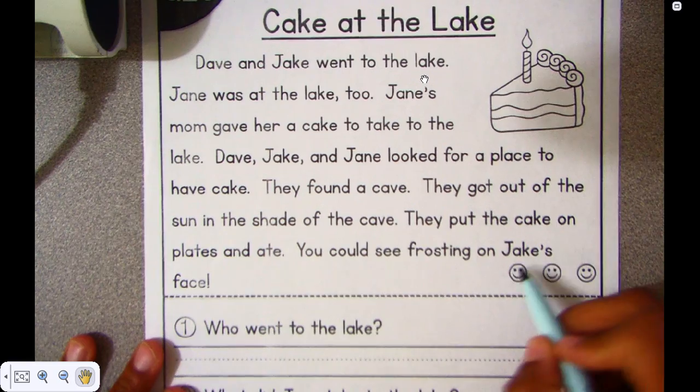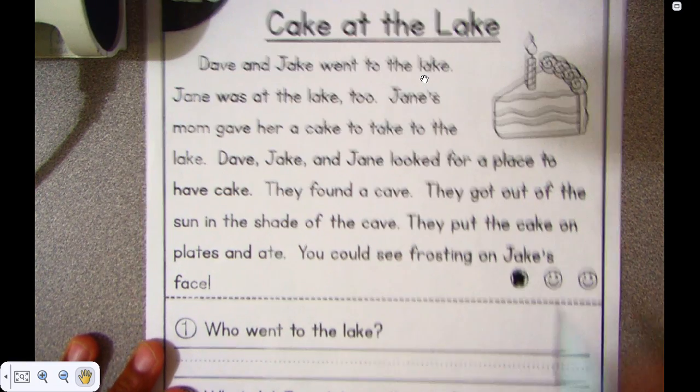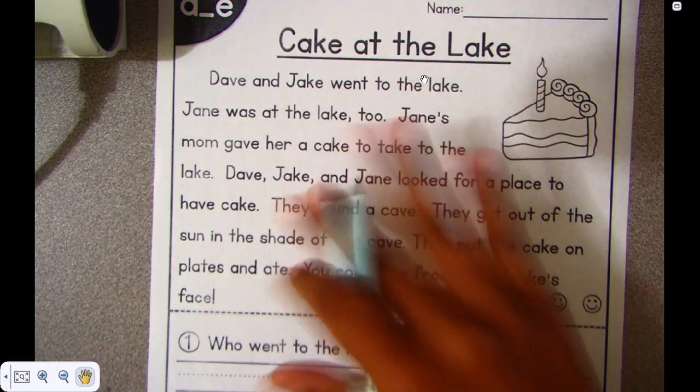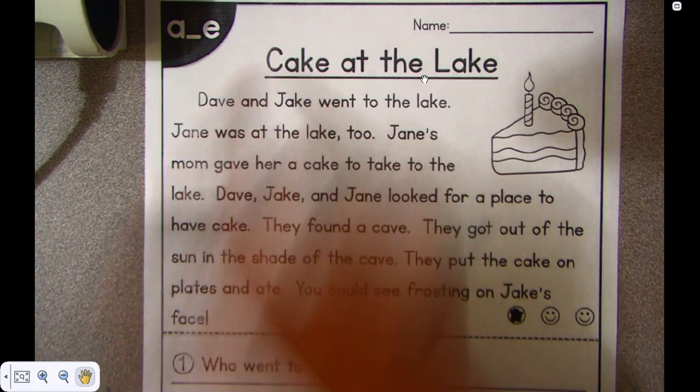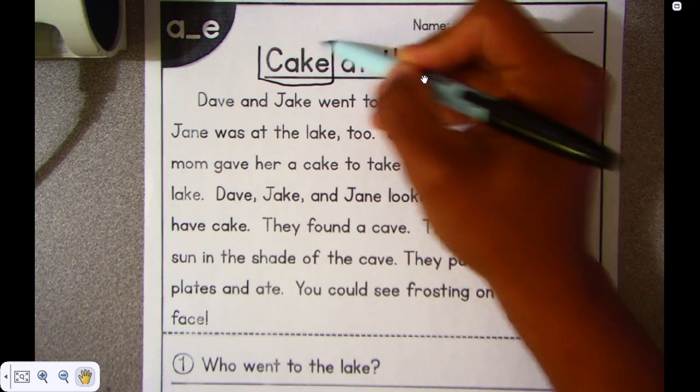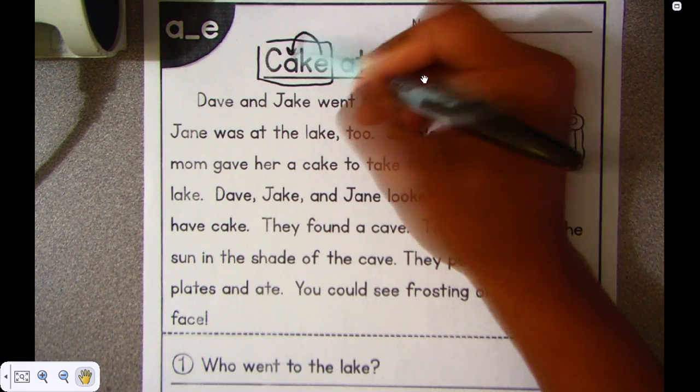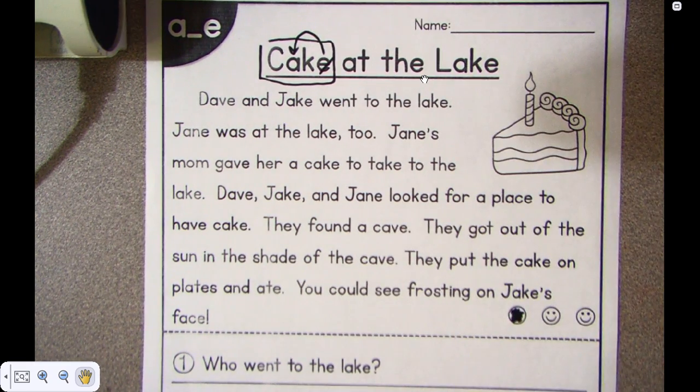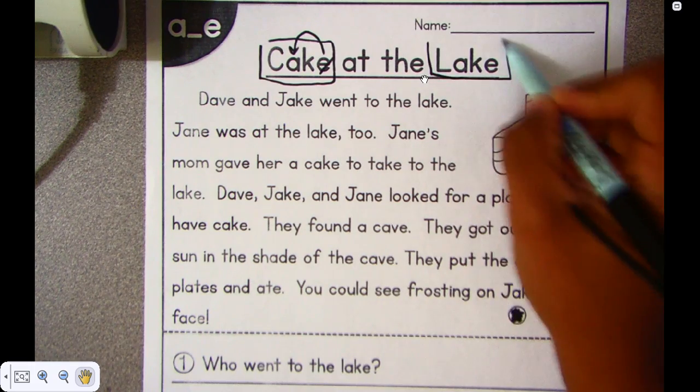So I read it one time, so I get to color in one of these smileys. Now, this passage has lots of these great A consonant E words. I mean, just look at the title. I've got cake, where I see that E jumping over the K to make the long A sound. I've got lake in the title.